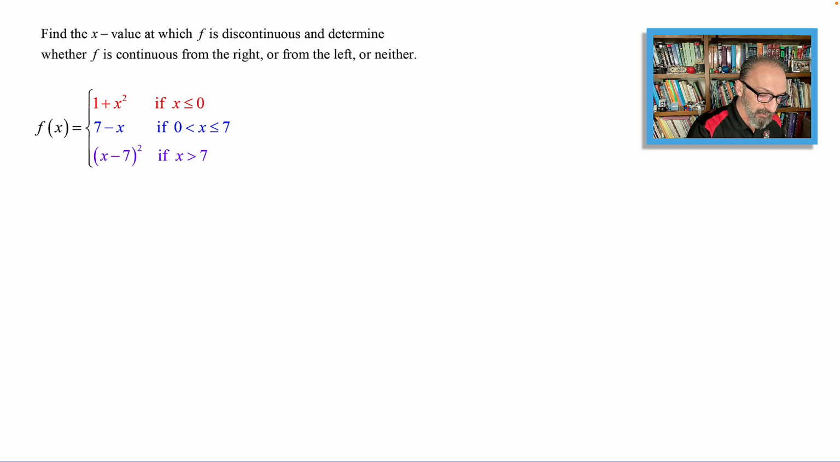For at x equals 0, we need to approach it from the right and from the left. This is when you go from the left of it, and this is when you go from the right of 0. So we're going to consider those two pieces, the first two pieces.